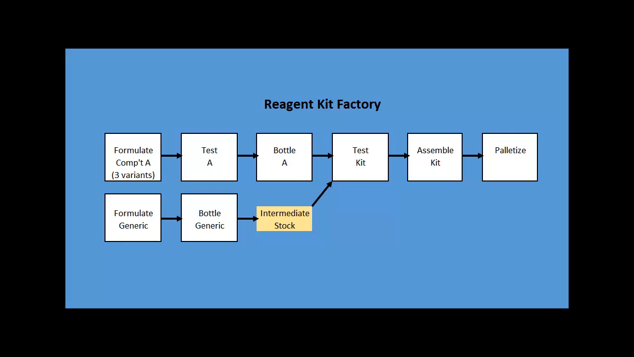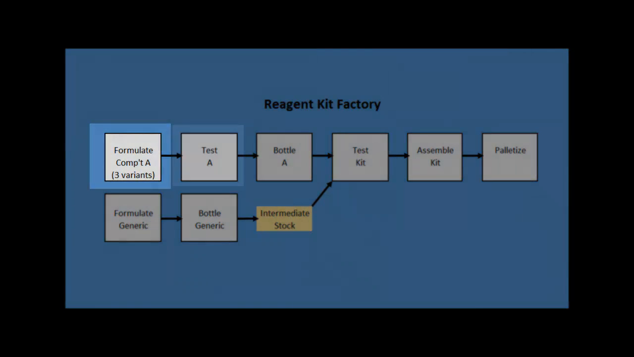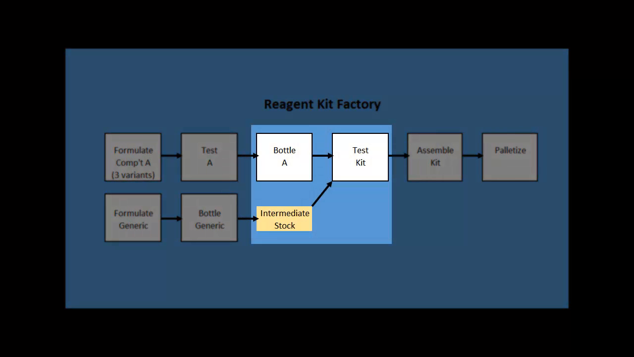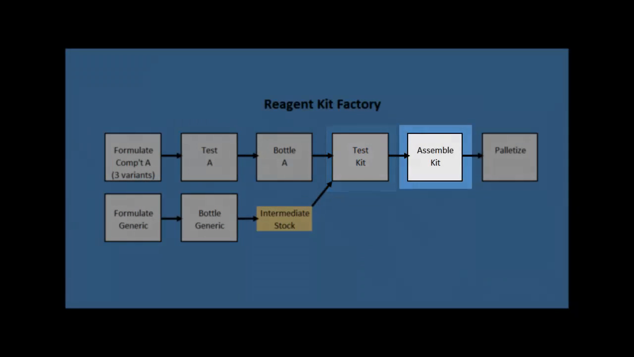So let's look at the process flow here. We've got two parallel flows underneath the generic, which is made in large bulk and stored as bottled bulk, whereas the specialist reagent component A is made every time there's a batch. So that goes from formulation through testing of the bulk solution, bottling of it, then this bottle is combined with the stocked bottle generics, goes into the kit, which is tested as a kit, and then it's assembled into a box and put on pallets before shipping.